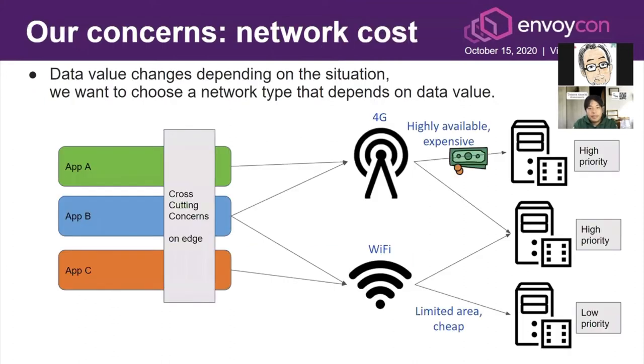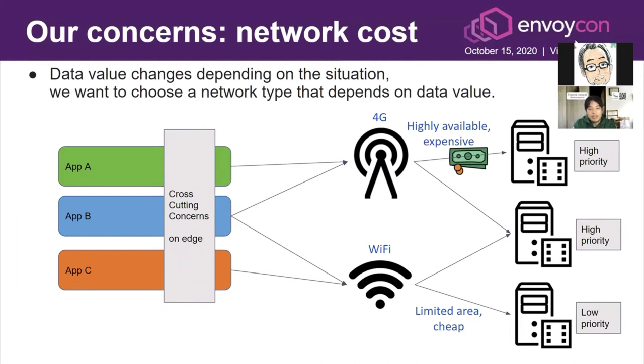Our first concern is network cost. The mobile network is highly available, but expensive. And Wi-Fi networks are basically cheap, but have limited area coverage. Developers want to change network types depending on the application. For example, in machine learning data processing, we want to use Wi-Fi because of the large volume of data. However, for current area map data, we want to download as fast as possible. So we want to use the mobile network.